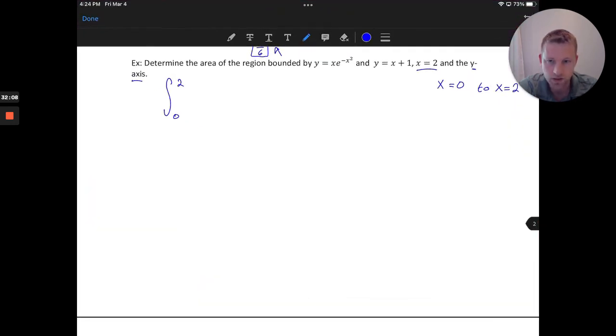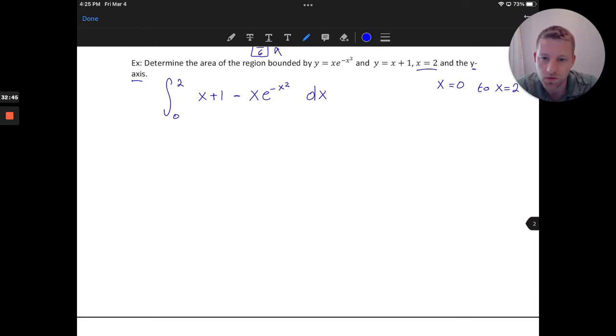Again, the linear function here is going to be our upper function, so we'll start with that one. So our upper function, x plus 1, is going to be the first, and then we'll subtract our lower function, which is the x e to the negative x squared, dx. Now, as I write this, it looks like one of these functions, again, is going to need some extra treatment in terms of the integral itself.